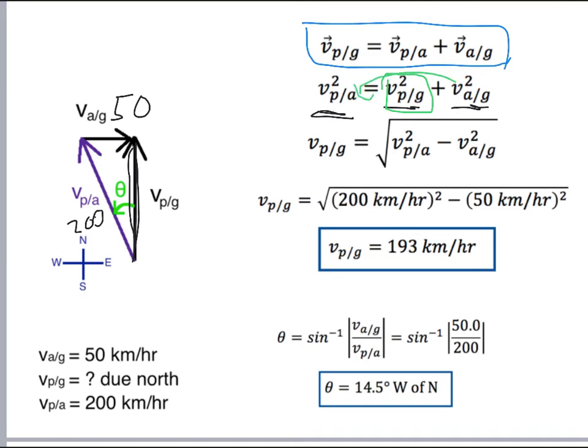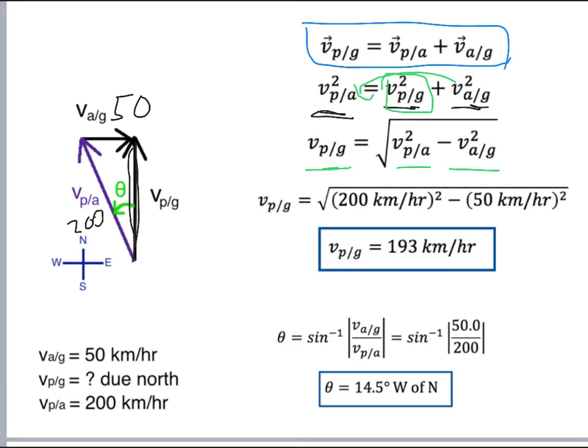Then I take the square root of both sides, and I get V_PG is the square root of V_PA squared minus V_AG squared. I plug in the numbers, and at that point the problem is solved. I get that the velocity of the plane relative to the ground is 193 kilometers per hour.